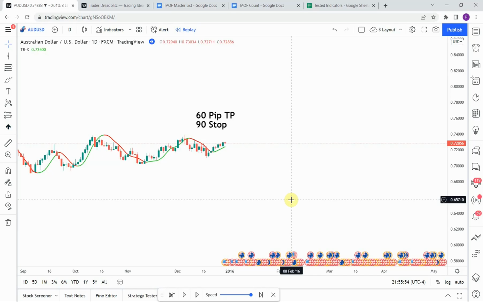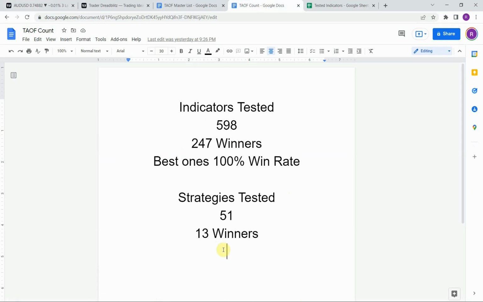Alright, as I said, today we will be testing the trend regression X indicator. Before we do though, I wanted to put the testing scoreboard up for everyone to see. So to date, we have tested a total of 51 different strategies, with 13 of them being profitable. We have also tested a total of 598 indicators, with 247 of them being winners. The best ones so far were able to achieve a 100% win rate. Now you need to go back and watch those videos to understand the context of how they were able to achieve that.